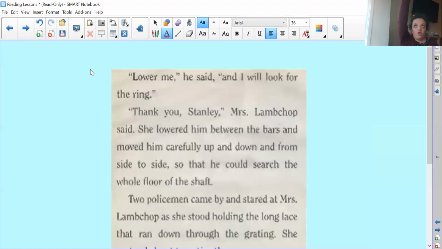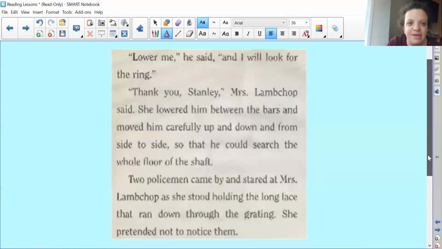So now if you imagine he's on the end of a long string, one end his mother's got, one end he's got, and she's going to lower him down that drain to see if she can get the ring. What does lower mean? Pause if you need to. So lower means going down, okay? If we're going for a lower number, it means our numbers are going down. If we're going lower height, it means it's not as far up, so we're going downwards. Lower me, he said, and I will look for the ring.